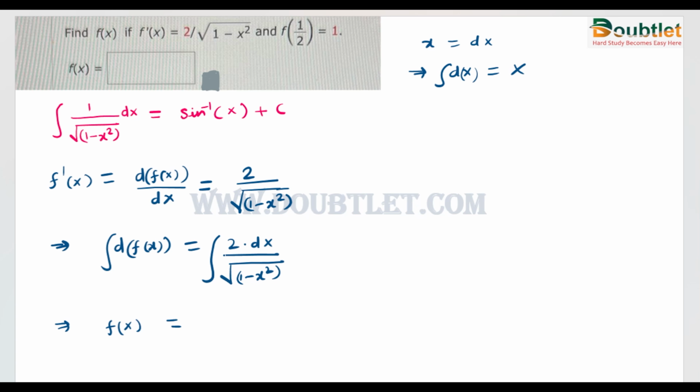To integrate this, I have written the formula already. So 1 upon under root of 1 minus x square is equal to sine inverse x plus c. Here 2 is the constant, so it will be thrown out. So we can write this as 2 multiplied by sine inverse x plus c, where c is the constant of integration.